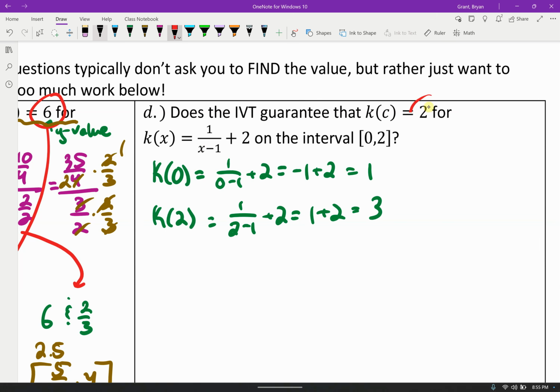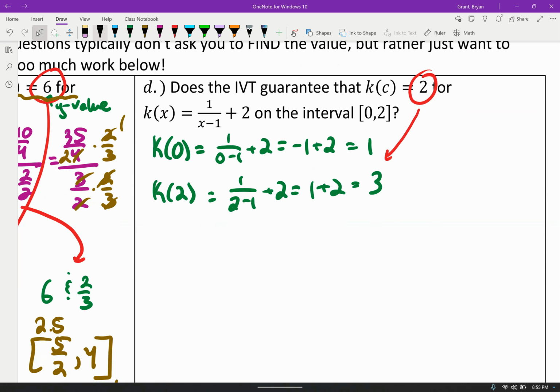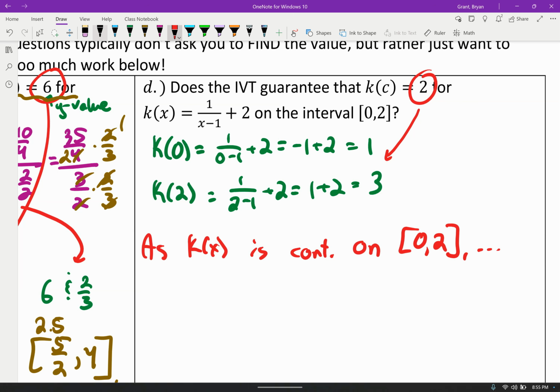The question we ask, is 2 somewhere in between our y values? Yeah, it's in between 1 and 3, so that's looking pretty good. And then we do our conclusion, right? As k of x is continuous on 0 to 2, and so on and so forth. But did you notice anything? Is k of x continuous on that closed interval? What would break this function? An x of 1 would break this function, right? Oh, and so k of x isn't continuous.